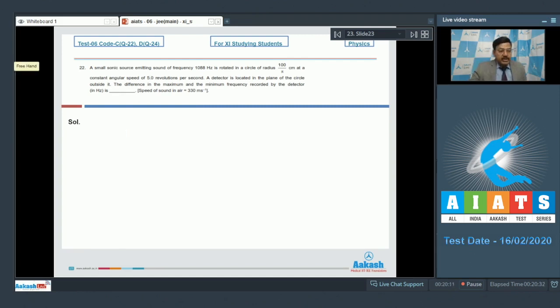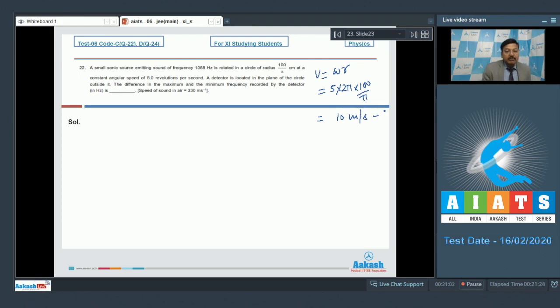The question is based on again Doppler effect, and first of all we find the speed of the sonic source, and that speed v is omega into r. What is the value of omega? Well, it says that angular speed is 5 revolutions per second, so that means 5 into 2 pi radian per second is the angular speed, and this multiplied by 100 by pi centimeter, that is the speed in centimeter per second. We find that it is equal to 1000 centimeter per second, and that is in fact 10 meter per second. So this is the speed of the source.